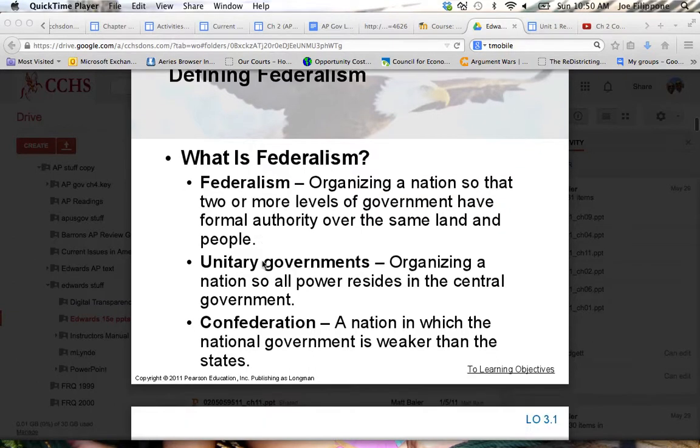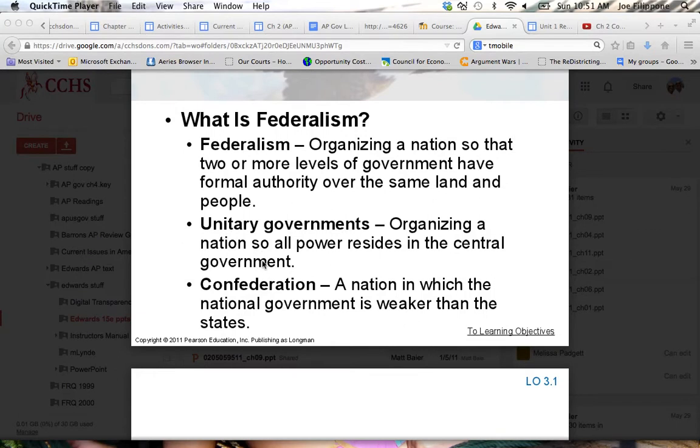There is also a unitary system of government, which means that all power resides in the central or national government and very little power, if at all, in the state or regional governments. And then a confederation, which is what the United States had in the Articles of Confederation, in which the central or national government is weak and the state governments are very strong. They kind of run things.